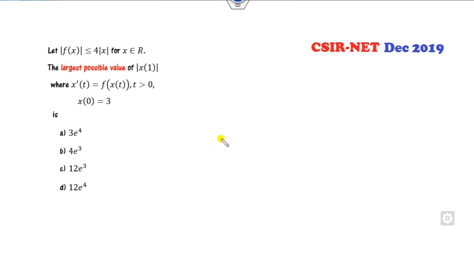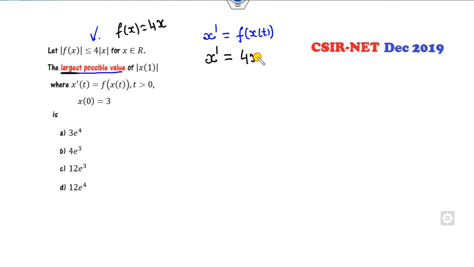Okay, look at this another one. F is given to be here, the largest value of this. X dash is f of x of t. Initial condition is given to you. What is my f? It is not given, but it is given as a here. So I need a largest value, so I can choose this function as 4 times of the x. Fine. So what is the meaning of that? It's a 4x. Initial condition is x naught is 3.